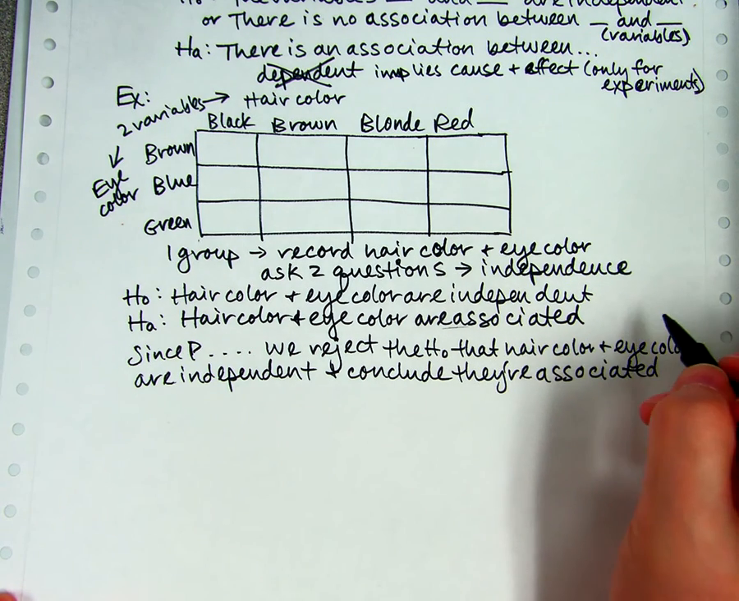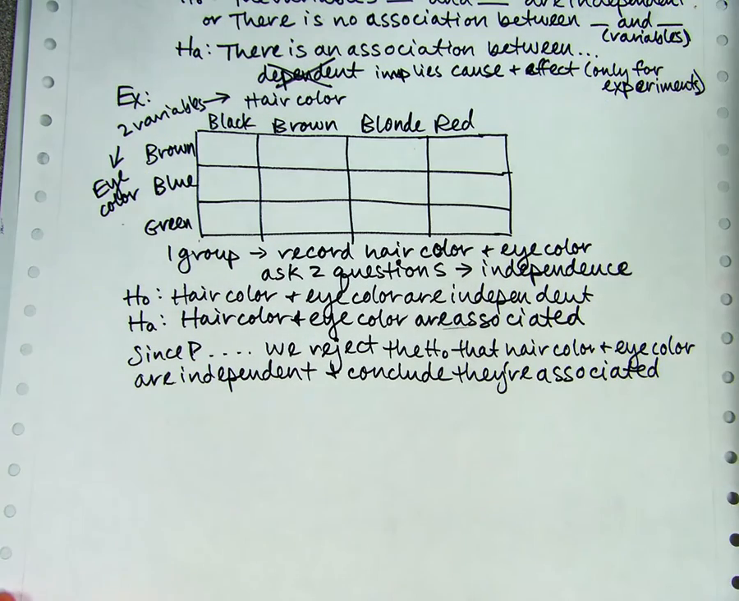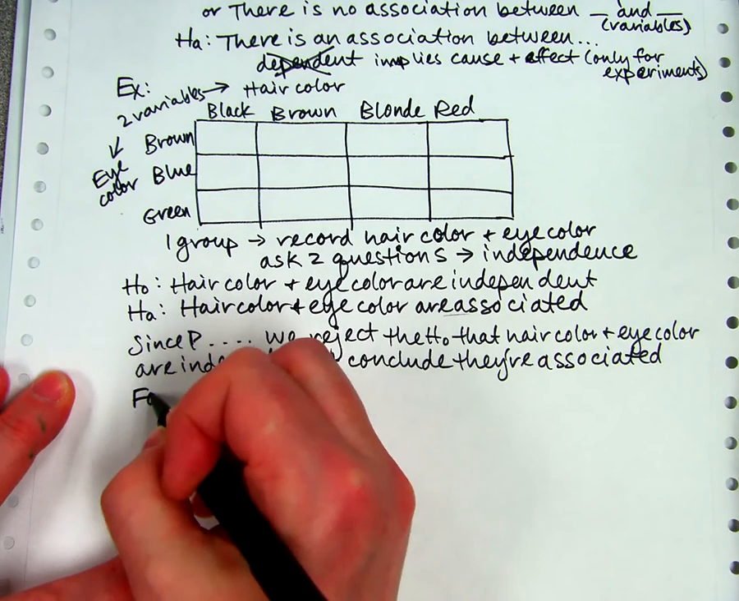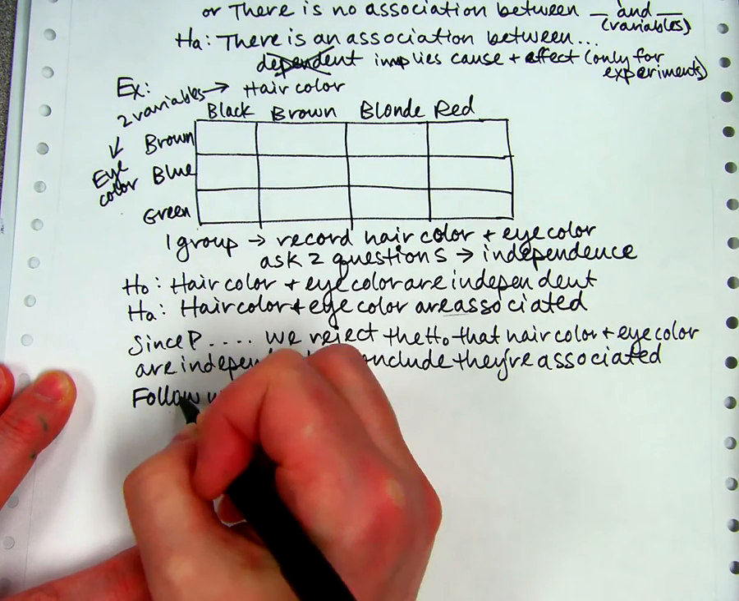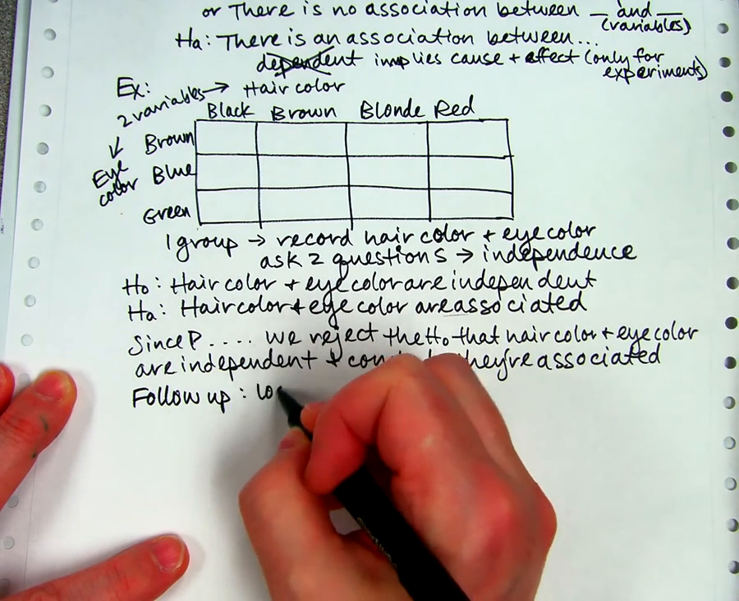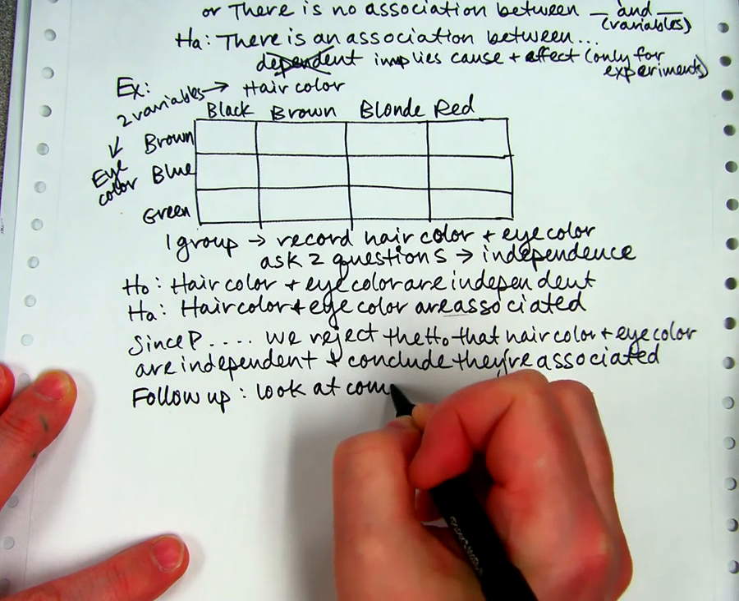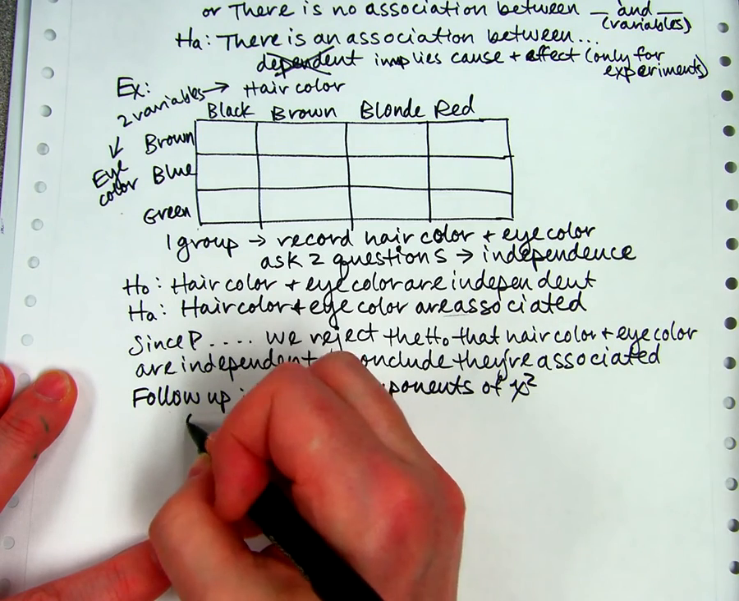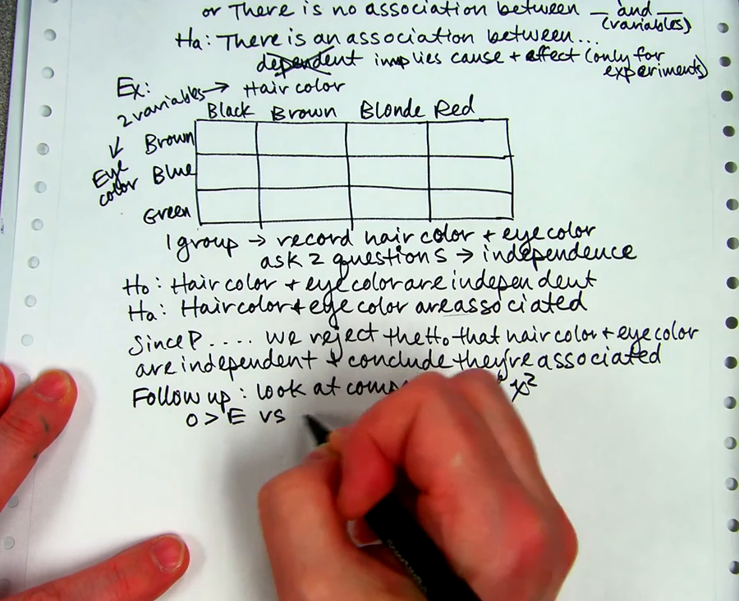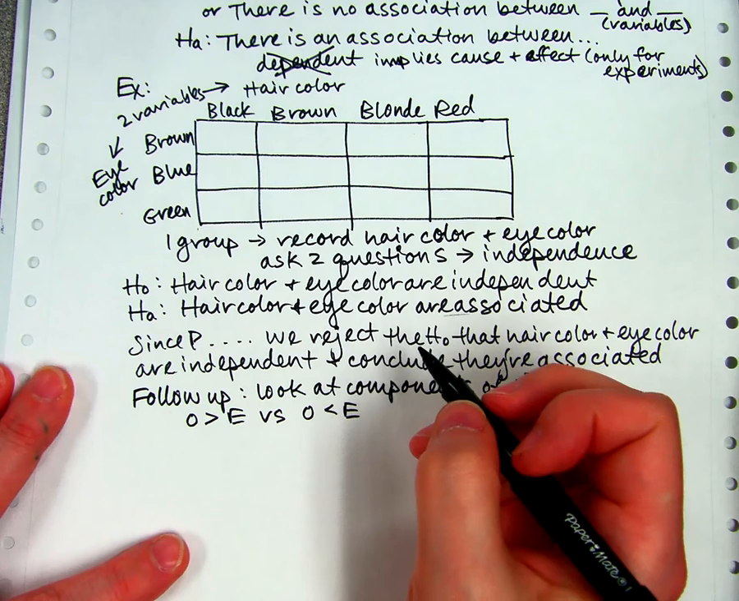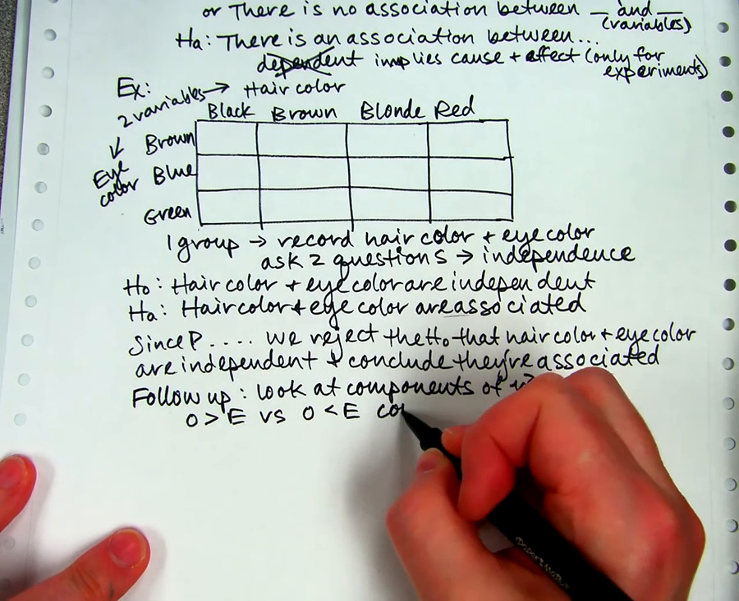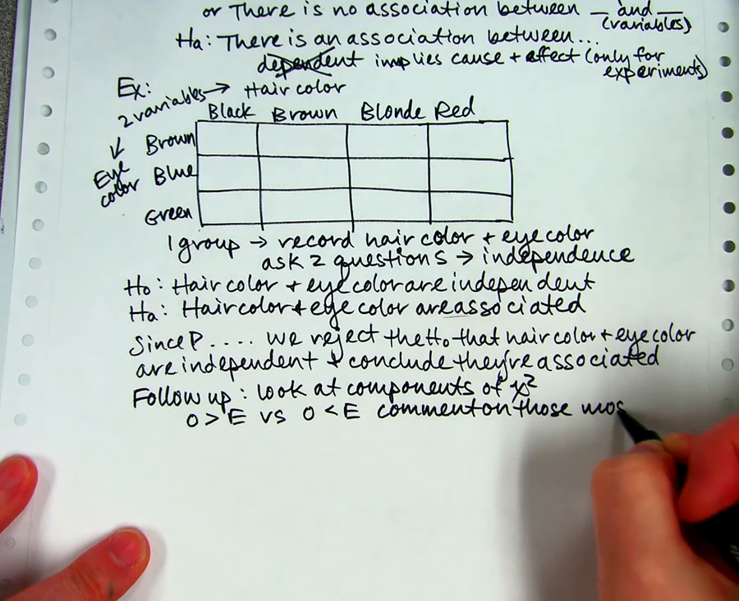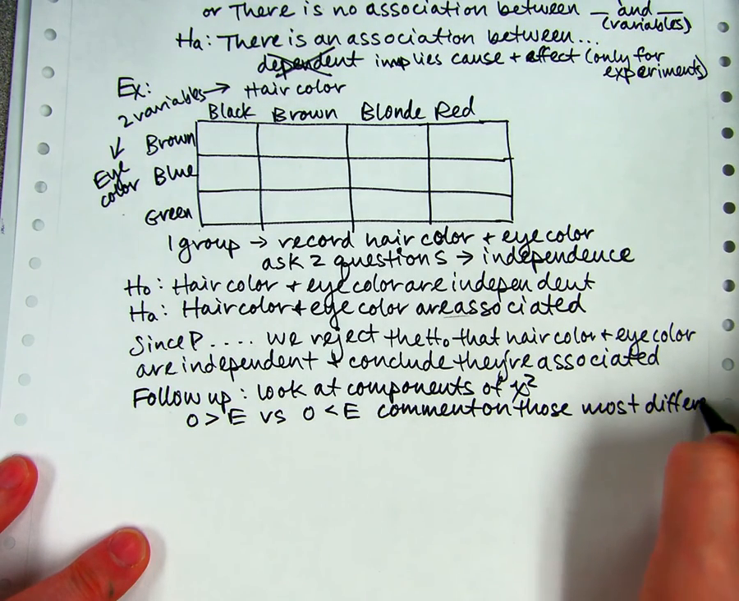So it's actually pretty simple when you think about it. You just have to remember which word goes with the null and which one goes with the alternate. And then the follow-up analysis is where you would look at the components and see which ones are more likely to happen. Which, if the observed is greater than the expected versus if the observed is less than the expected, and you would comment on that. The ones that are most different from what was expected.